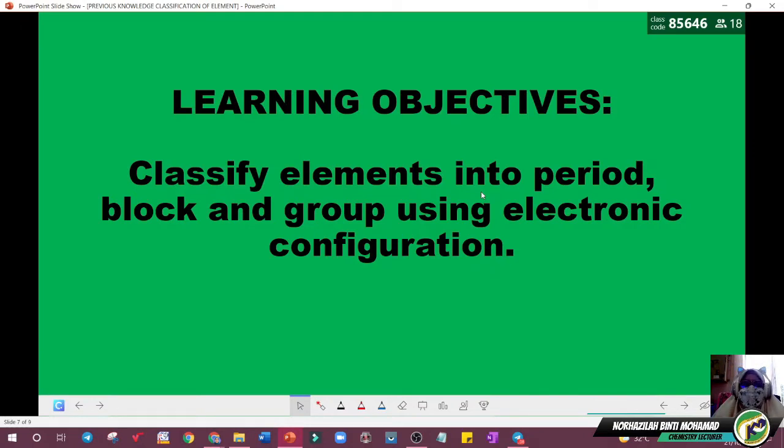Okay, so it is a little bit different in your matriculation level. Sekarang ni lain sikit lah. Kita akan classify elements into period. You dah belajar sebelum ni, dah tahulah period tu yang mana. And then the block. Block you all tak belajar lagi, so kita akan discuss lepas ni. And group, yang ni pun you all dah belajar, tapi kita tak tengok pada periodic table. Kita akan gunakan electronic configuration.